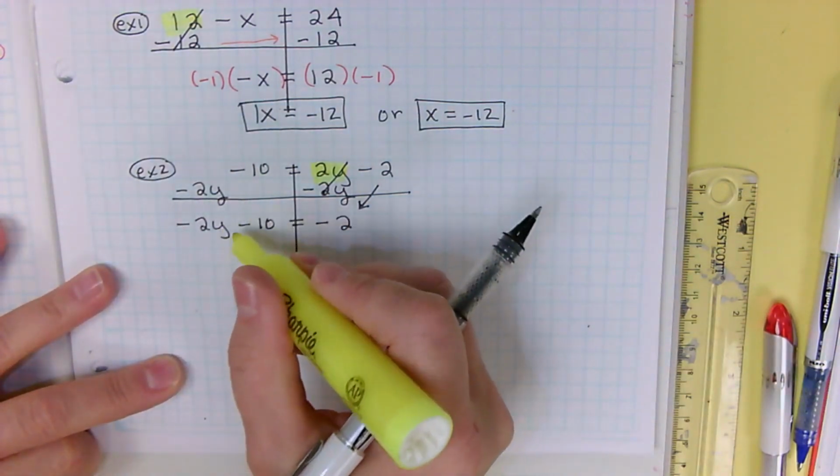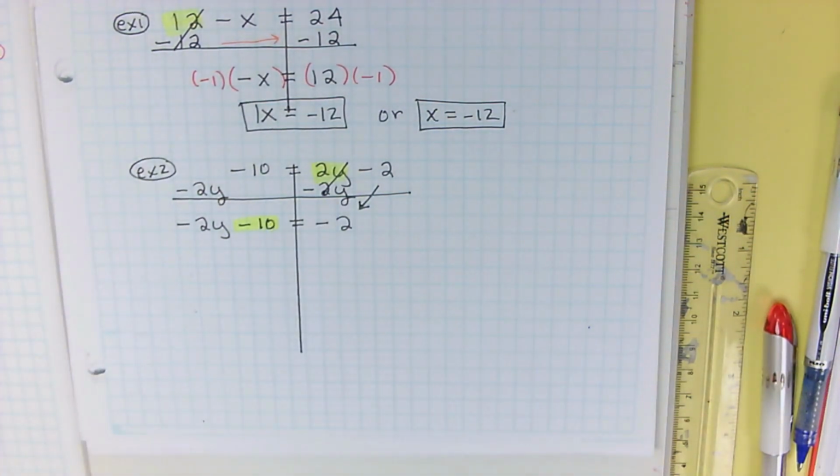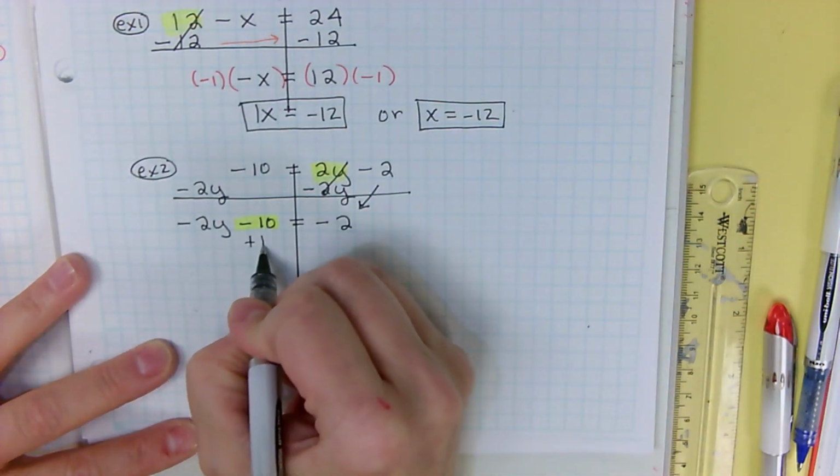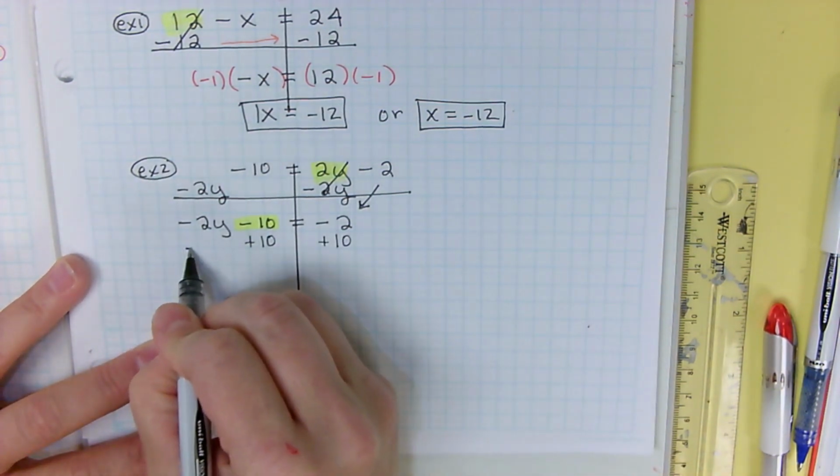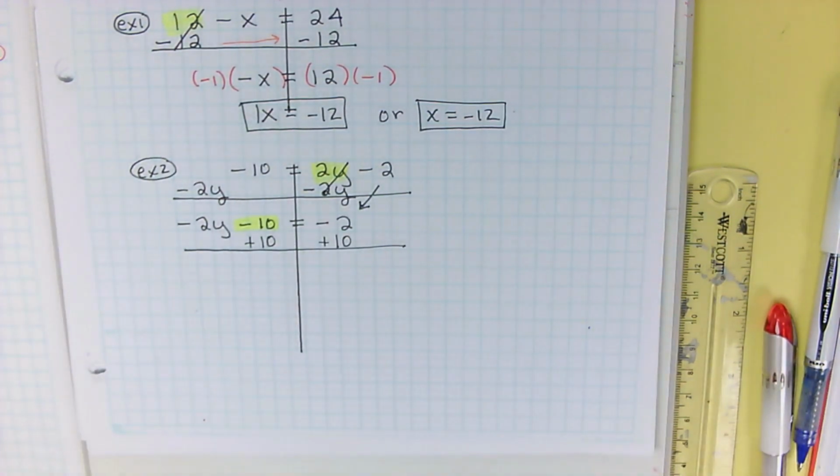So the term that needs to move is the negative 10. That's the number term. It needs to be on the right. The opposite of negative 10 is positive 10. So we're going to add 10 to both sides, left and right. Everything you do should look the same to the left of the line and to the right of the line.